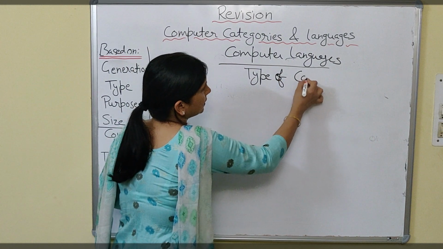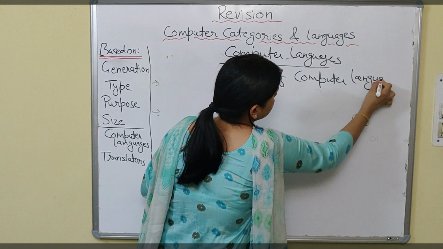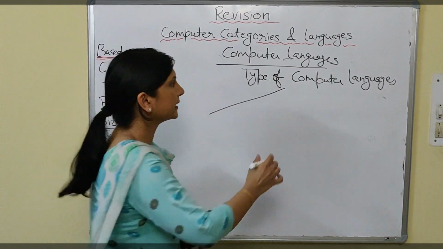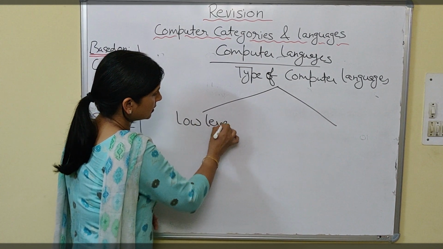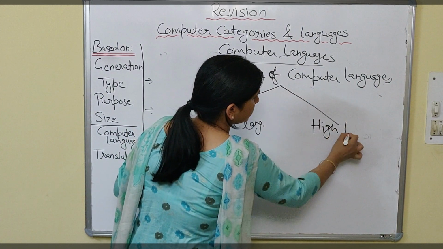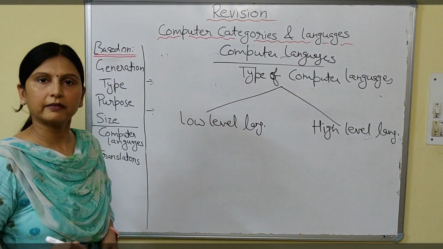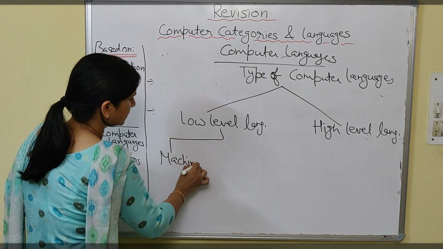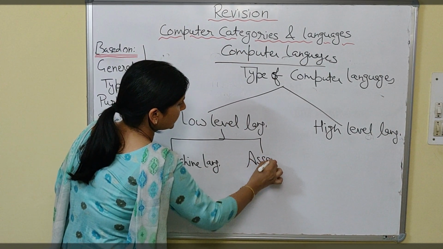Types of computer languages. Now computer languages are broadly classified into two types. One is low level language and another is high level language. Fine. Now low level language is again categorized into machine language and assembly language.